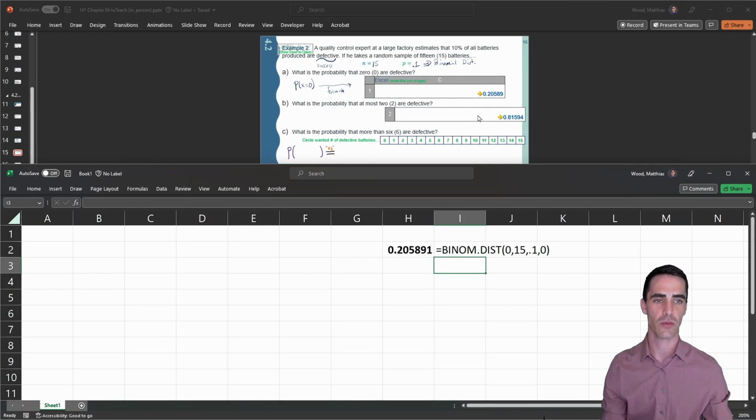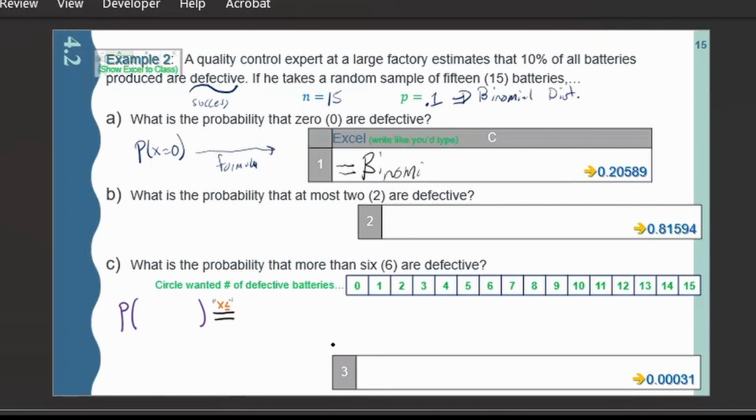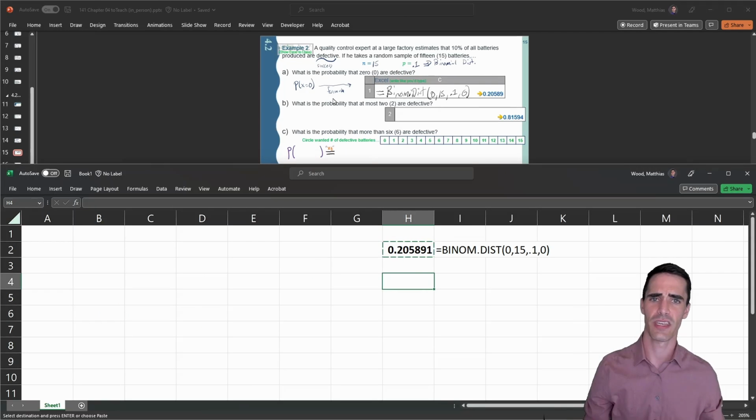0.205891, just like we have on our PowerPoint slides there. And so again, this is the work that we would type in here. In fact, let me type it in mostly for posterity's sake. So there's our probability computed for us. Let's look at the next one here.